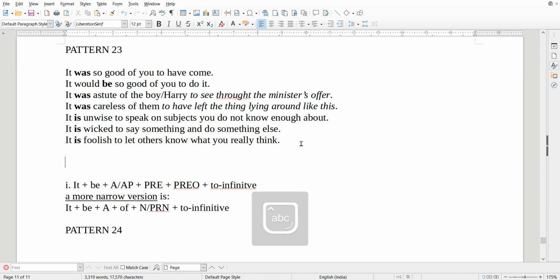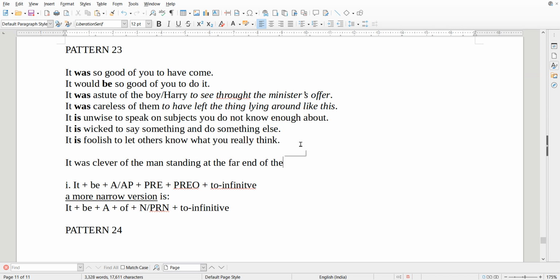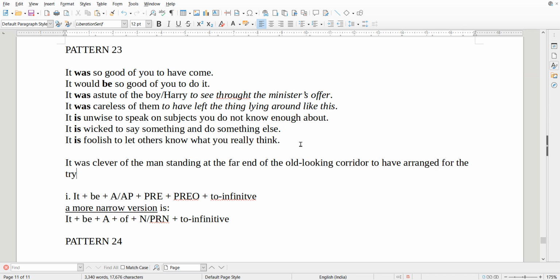I can make: it was clever of the man standing at the far end of the corridor, old looking corridor, to have arranged for the tryst. Tryst is a meeting, I think. Yeah, I'm sure it means meeting. Whatever it means, I'm sure it can come here. So it's perfectly grammatical. But yes, moving on.